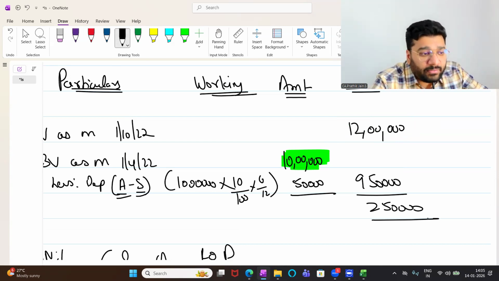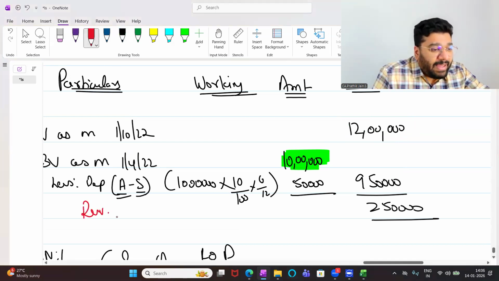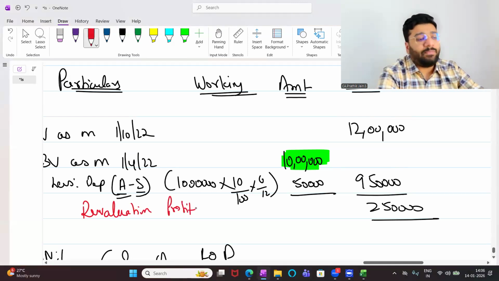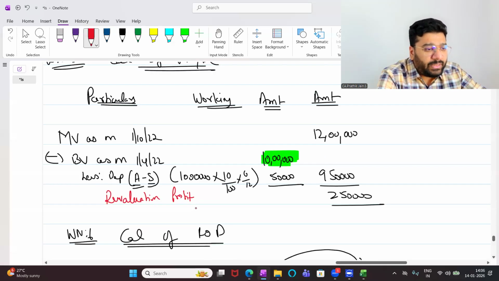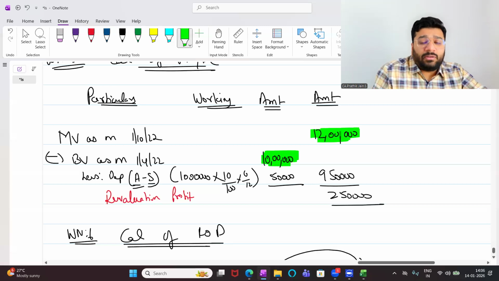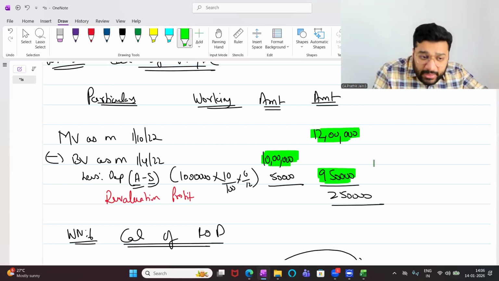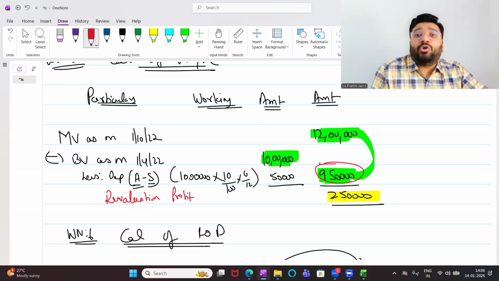Online people, so far, any problem? Yes, sir. This is revaluation profit. If you have any problem, I'll wait here. I'm not in a hurry. If you have any doubts, please ask me. Wait. 12 lakh rupees is what? Market value on the date of acquisition. This 950 is the book value on the date of acquisition. Both I'm comparing, I'm getting the upward revaluation of 250. Unfortunately, this 950 is not given in the question. We had to compute it.